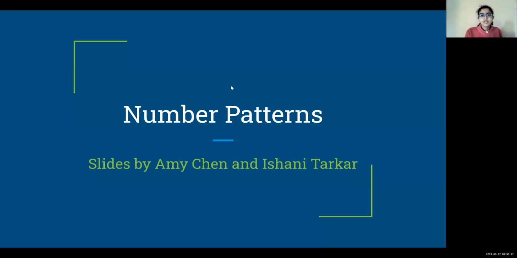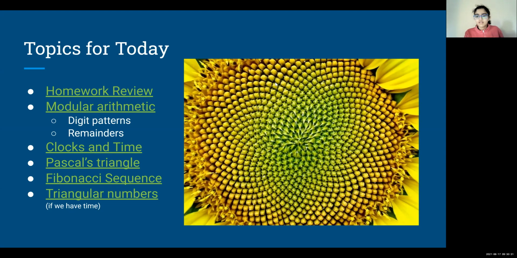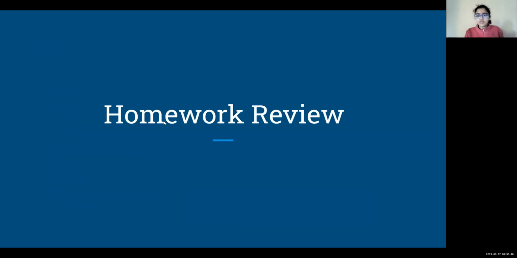So we're doing number patterns. The topics for today: we're going to do homework review, modular arithmetic, clocks and time, Pascal's triangle, the Fibonacci sequence, and triangular numbers if we have time. So I will do homework review.